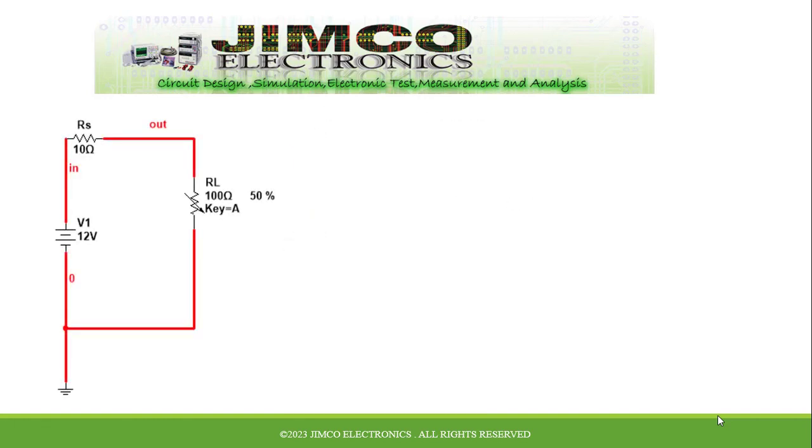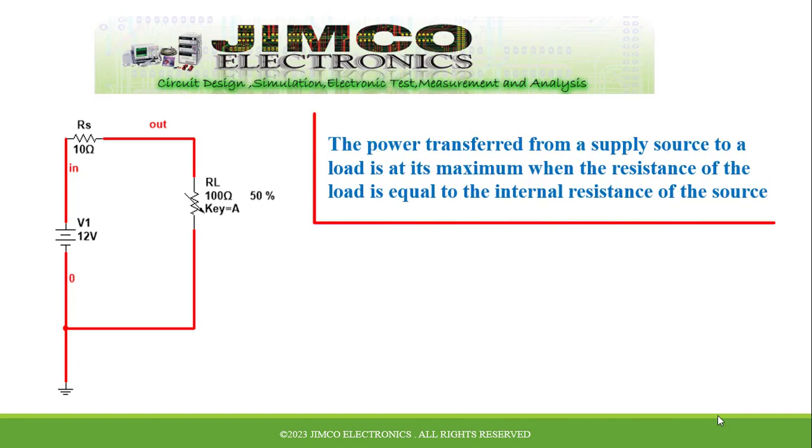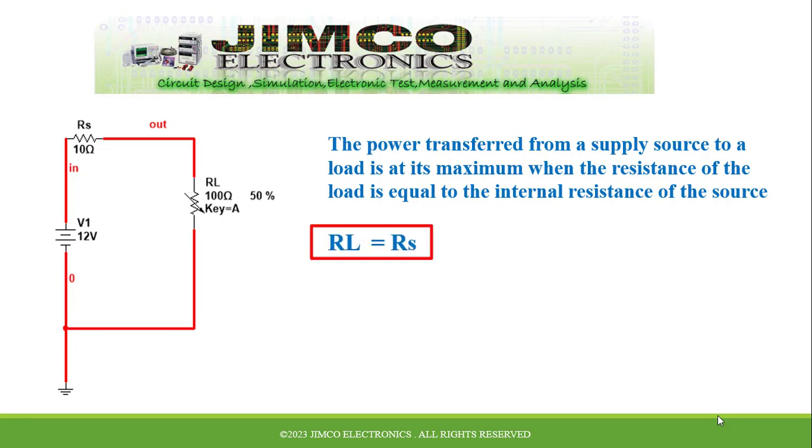The maximum power transfer theorem can be stated as: the power transfer from a supply source to a load is at its maximum when the load resistance is equal to the internal resistance of the source, which is when RL is equal to RS.